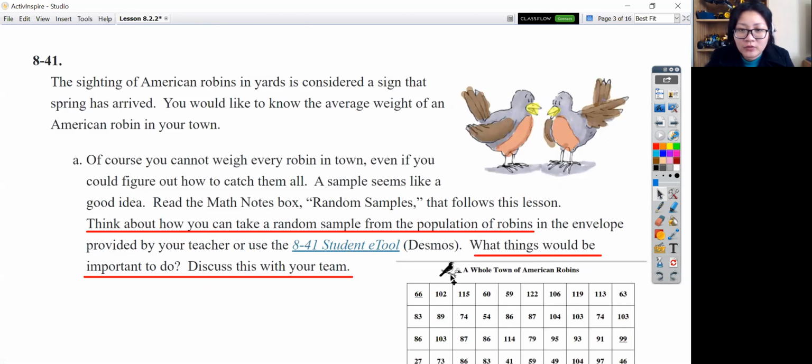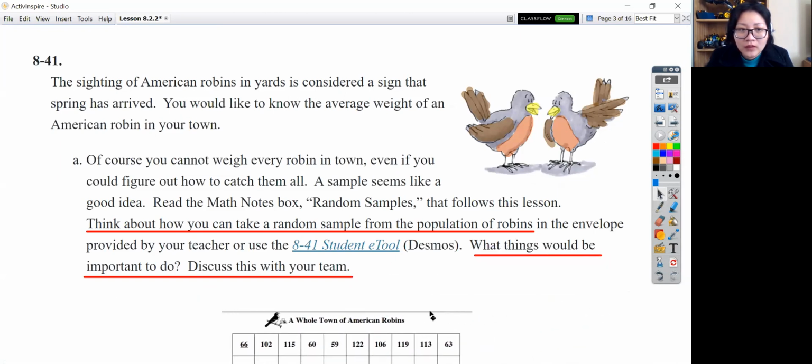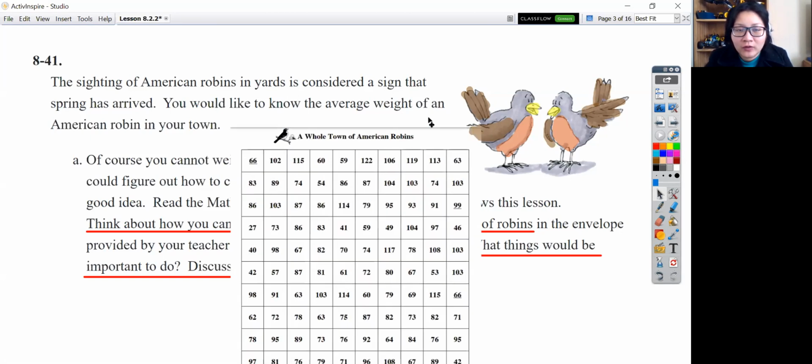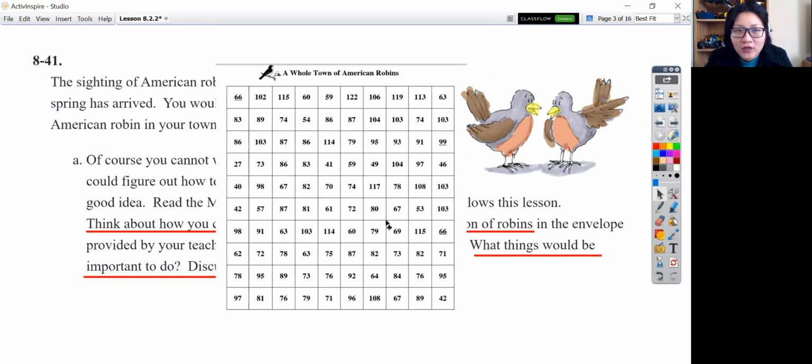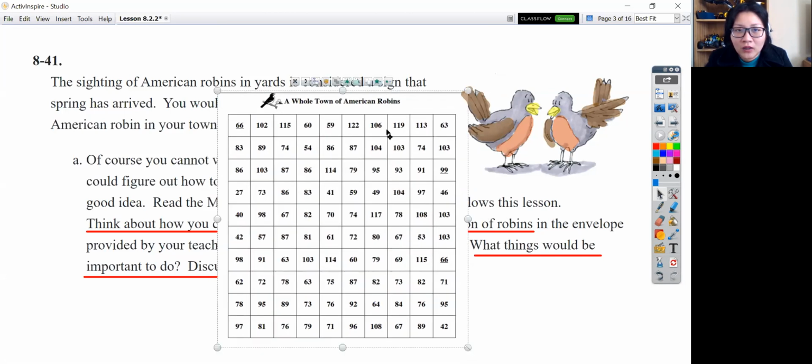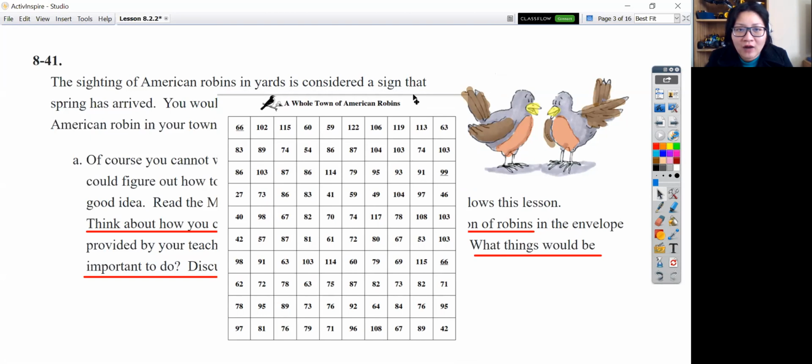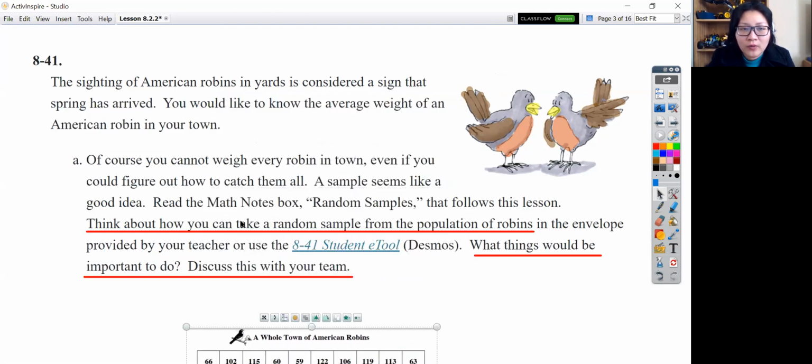Please have some minutes to read the problems. 841. All right. Now let's do it together. Question A. Of course, you cannot weigh every robin in town, even though you know how to catch them all. So let's say these are the data we have, a whole town of American robins. All right, so we are going to read the math note box, random samples. So I assume that you read them all, and along with it follows this lesson.